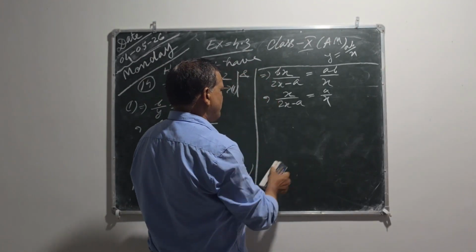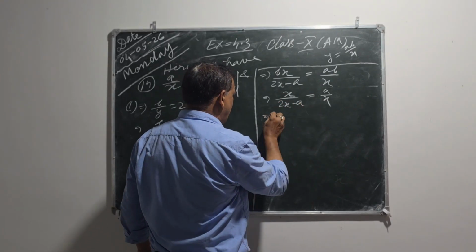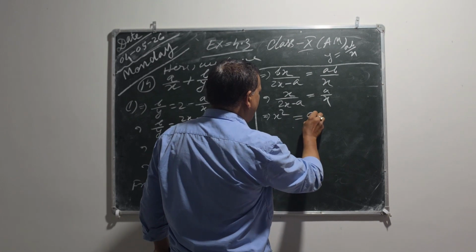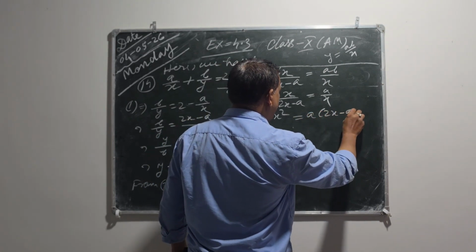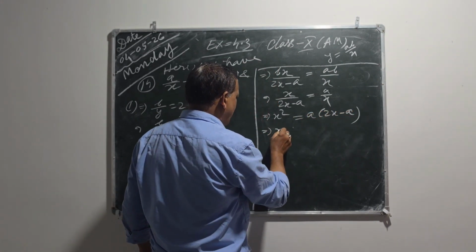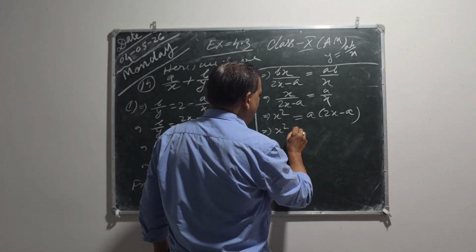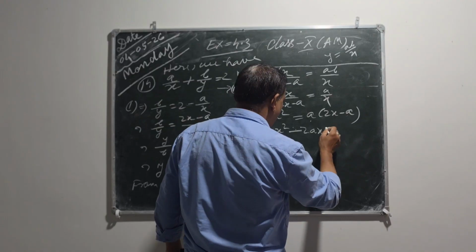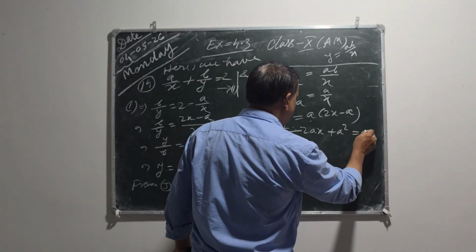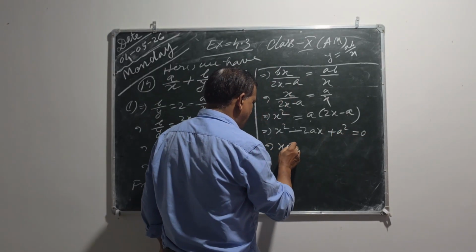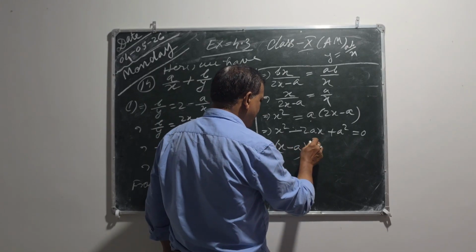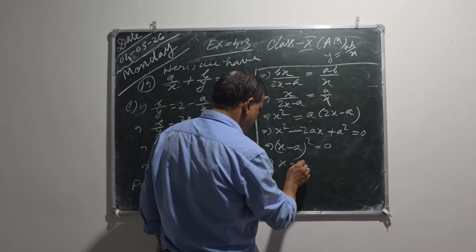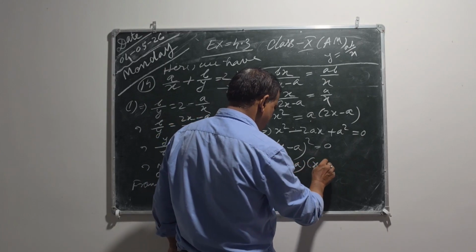Let us cross here. x into x, it will be x square. Then this into this, it will be a whole into (2x minus a). Then finally it will be x square minus twice ax plus a square is equal to 0. Then this can be written as (x minus a) whole square. That means (x minus a) into (x minus a).